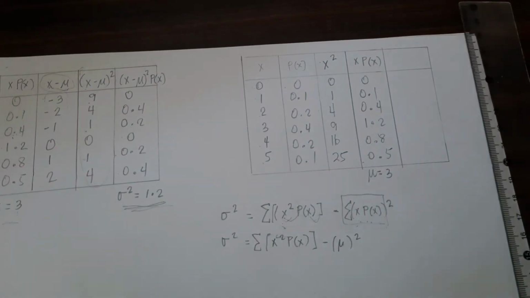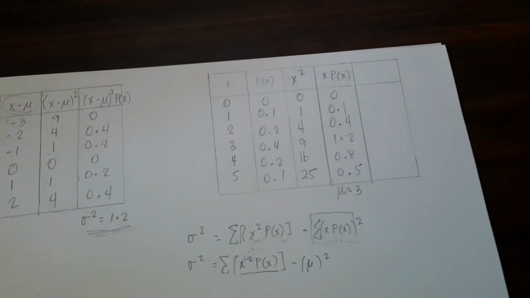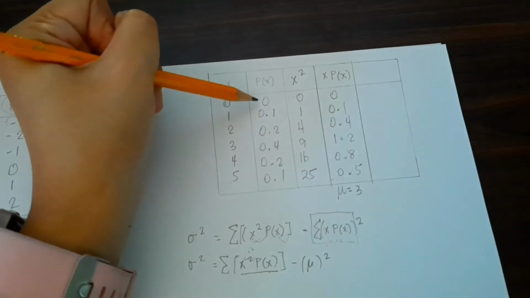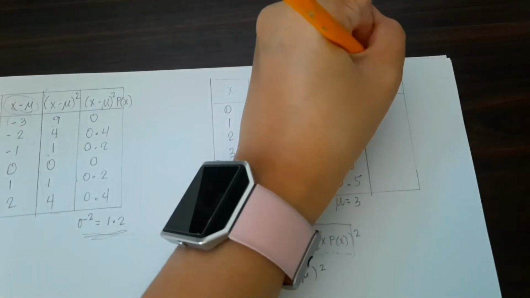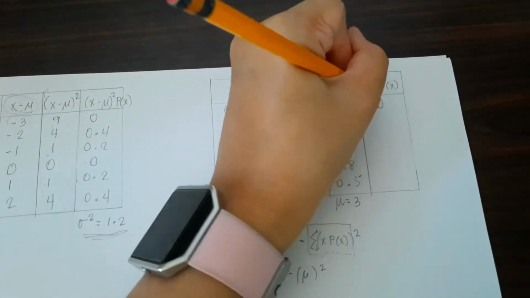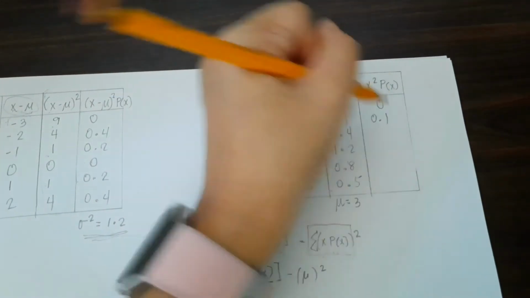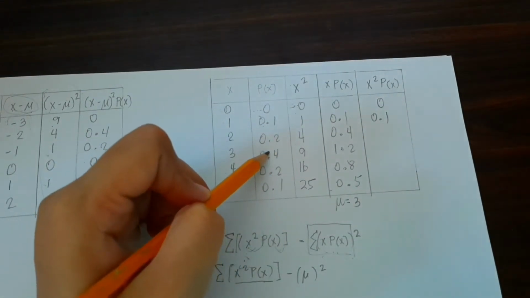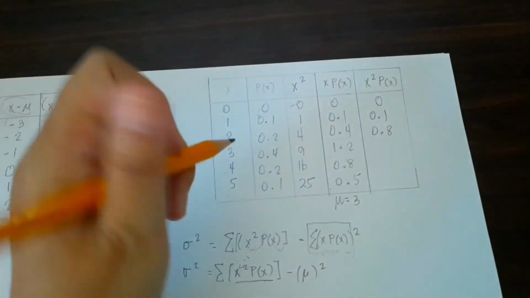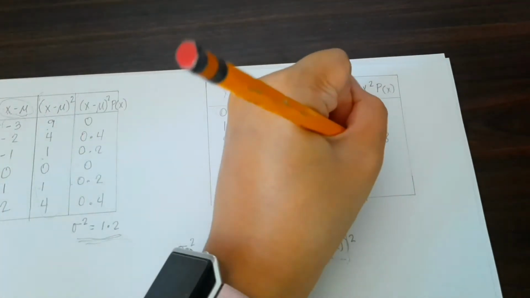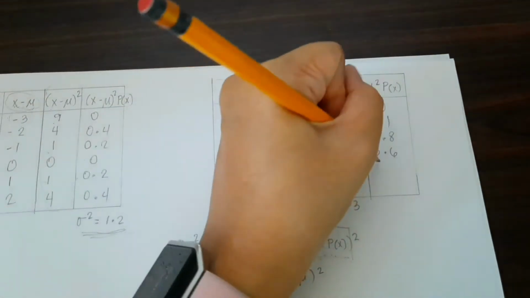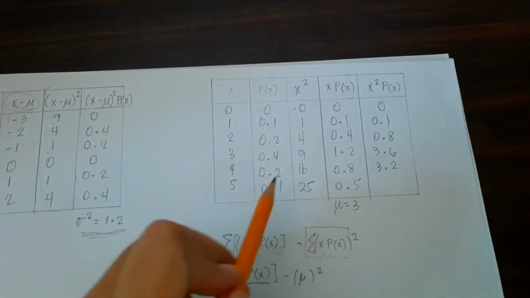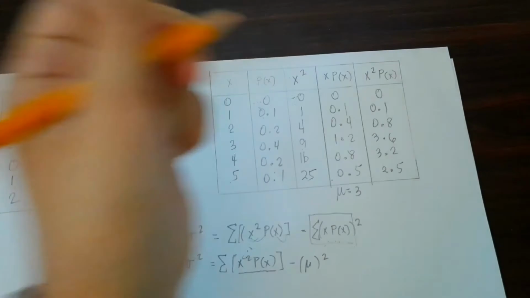So, next naman natin is, kailangan natin makuha yung x squared times p of x. So, yung x squared times p of x, ipag-multiply lang natin itong dalawa. So, 0 times 0 is equal to 0. 1 times 0.1 is equal to 0.1. 4 times 0.2 is equal to 0.8. And 9 times 0.4 is equal to 3.6. And 16 times 0.2 is equal to 3.2. And 25 times 0.1 is equal to 2.5.